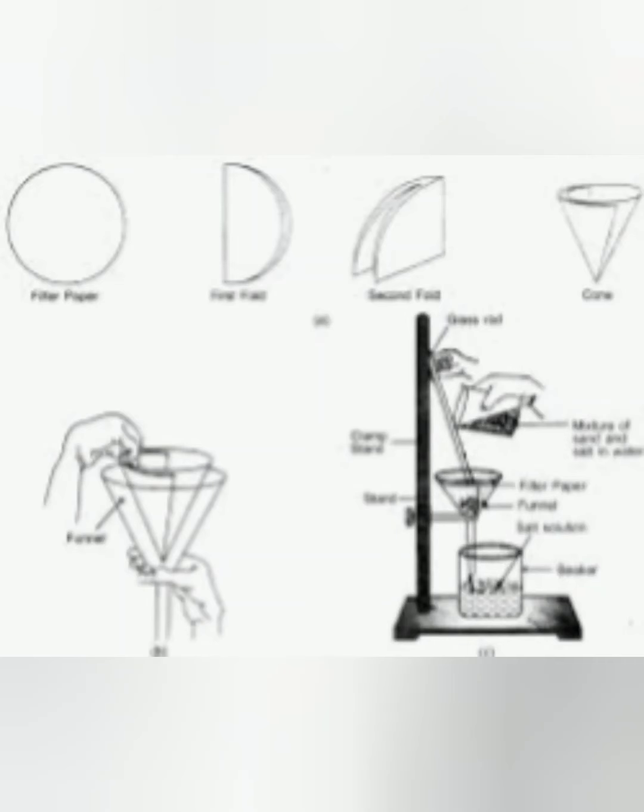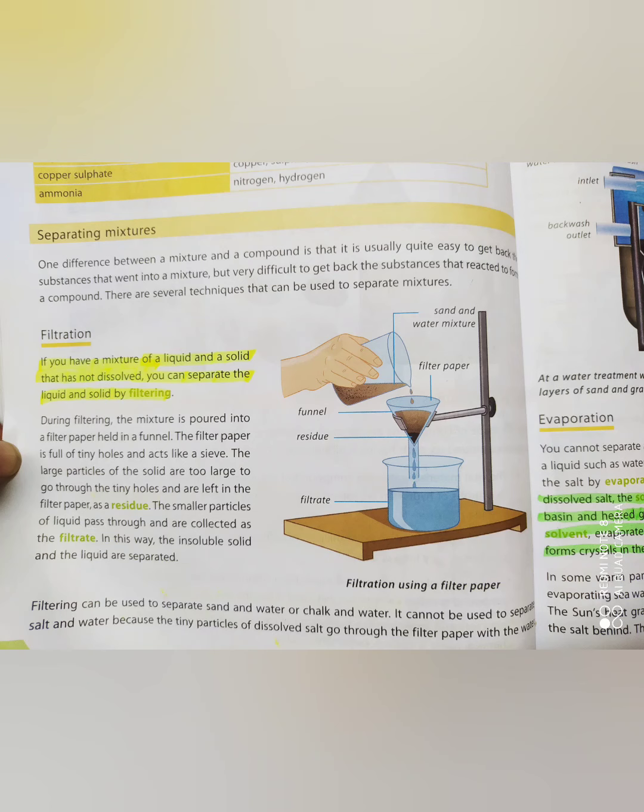During filtering, the mixture is poured into a filter paper held in a funnel. The insoluble particles stay as residue on the filter paper and the filtrate is obtained in the beaker, as is shown in the diagram. The impurities, whether in impure water, impure oil, or anything else, can be removed easily by this simple technique.